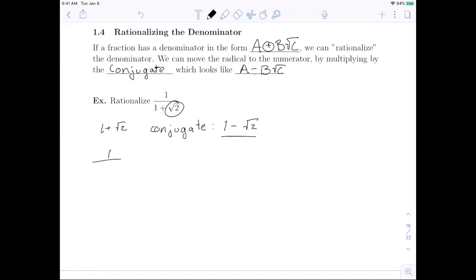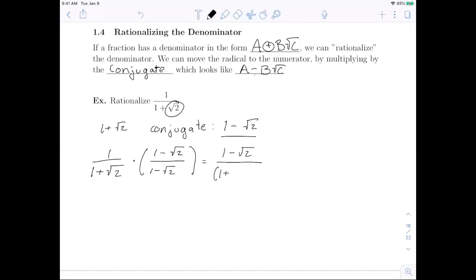I'm going to write 1 over 1 plus the square root of 2. And I'm going to multiply it by a fancy 1, right? And that fancy 1 is going to look like 1 minus the square root of 2 over 1 minus the square root of 2. And then we all know how to multiply rational expressions now. 1 times 1 minus square root of 2 is just 1 minus square root of 2.